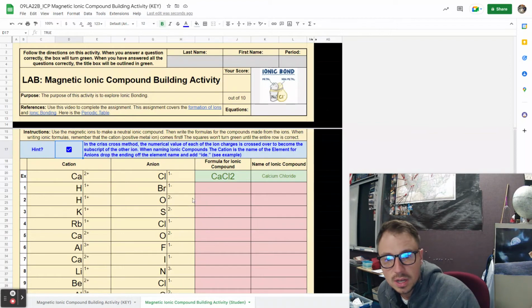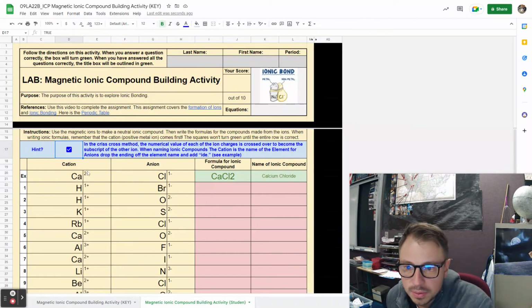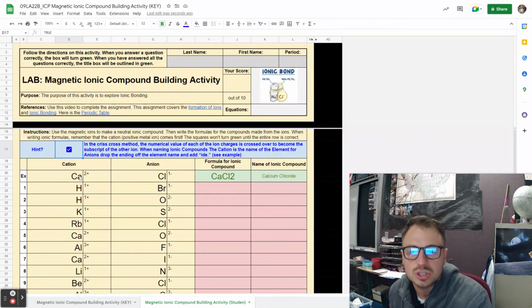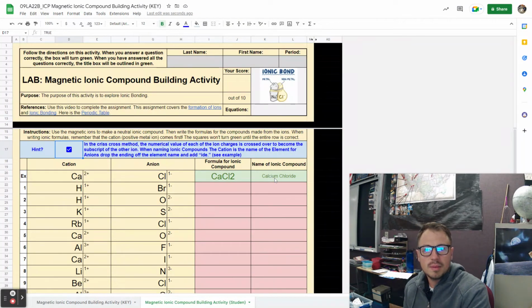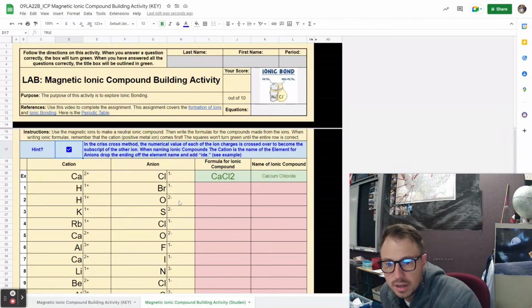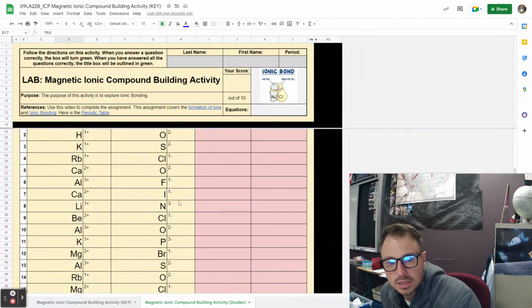So here's the example. You can see the crisscross example. There's this 2 right here on calcium. That is how many chlorides we need. This 1 right here is calcium, and we just don't write the 1. And then we write that as calcium chloride. That is the name.